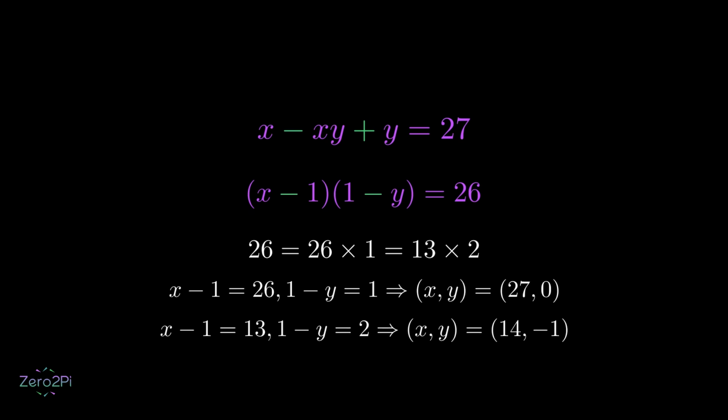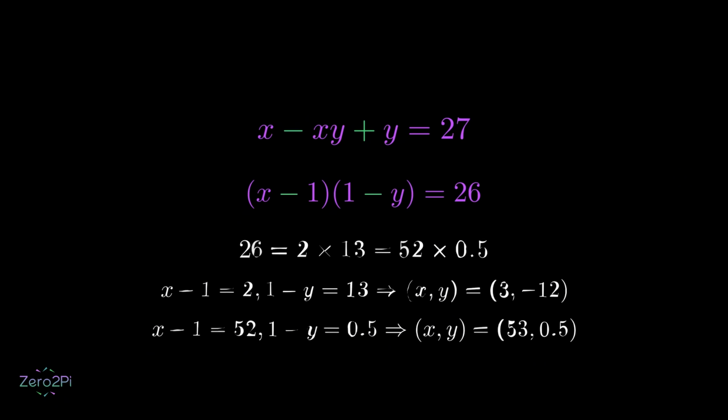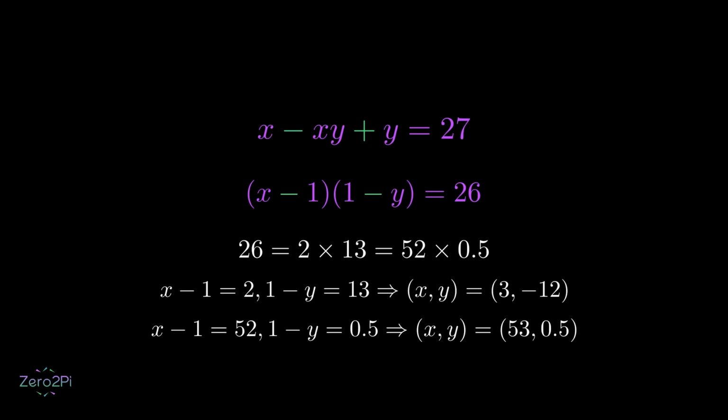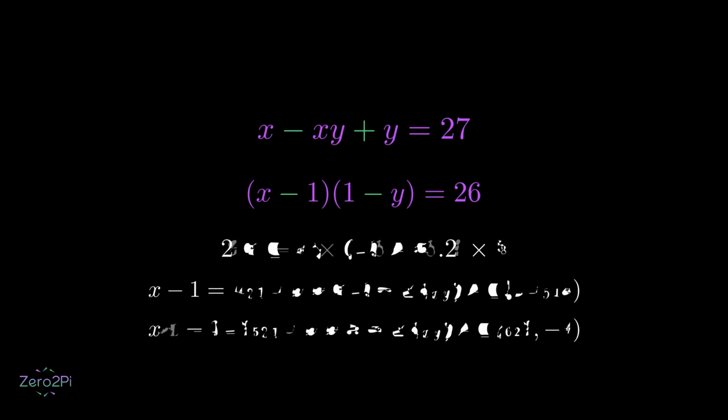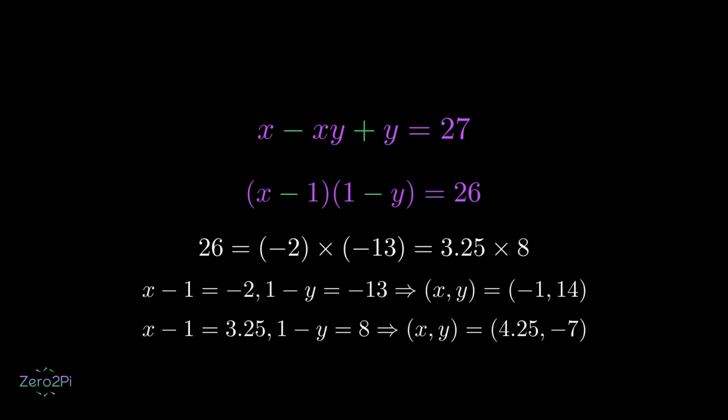But wait, are these the only solutions? There are more ways to factor 26. I could write it as 2 times 13, or 52 times 0.5, or 4 times 6.5, or even negative 2 times negative 13. Each factorization gives me different solutions.